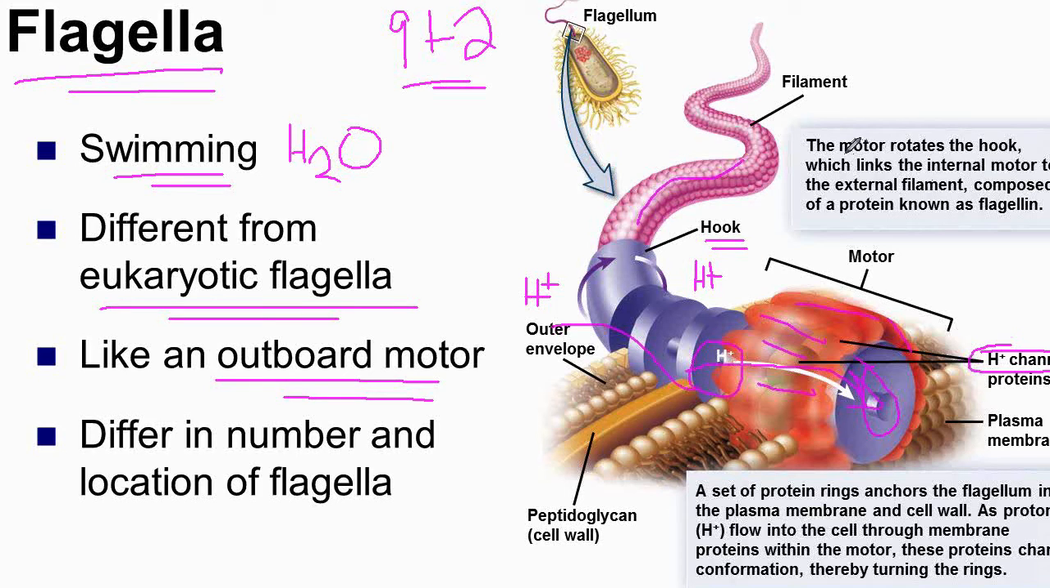like an outboard motor. So when the prokaryotic flagellum is operating, it spins around like an outboard motor, whereas the eukaryotic flagella tend to just sway back and forth. It's quite a bit of a difference there.